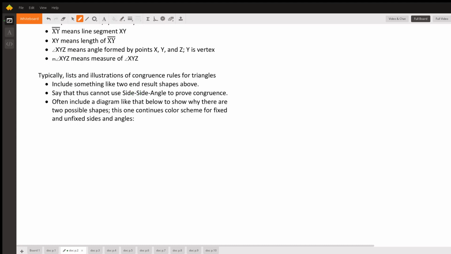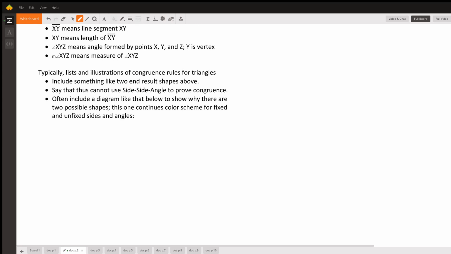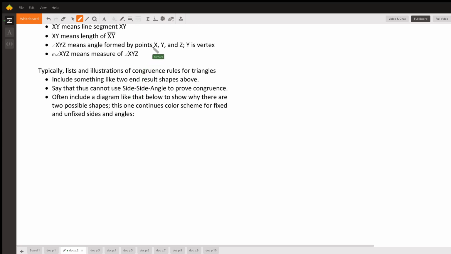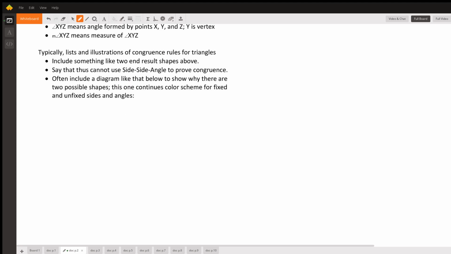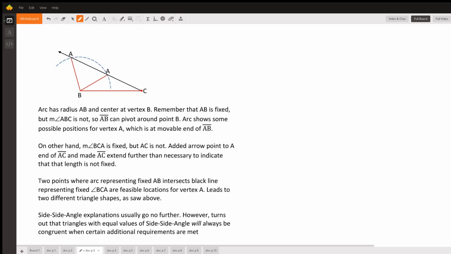Typically, lists and illustrations of congruence rules for triangles include something like the two end result shapes above, and say that thus you cannot use side-side-angle to prove congruence. They often include a diagram like the one I'm about to show you to show why there are two possible shapes. This one continues the color scheme for fixed and unfixed sides and angles that I used before, where red is fixed and black is unfixed. So here we have one triangle, the other triangle.